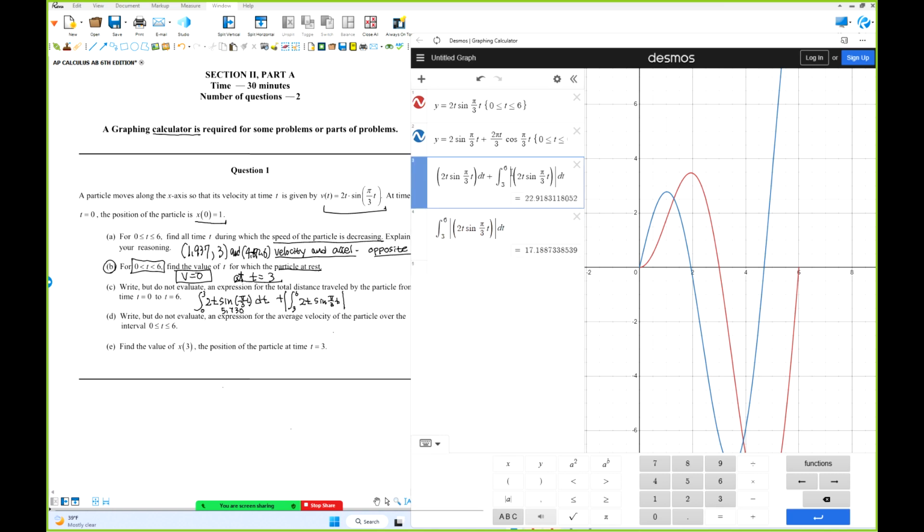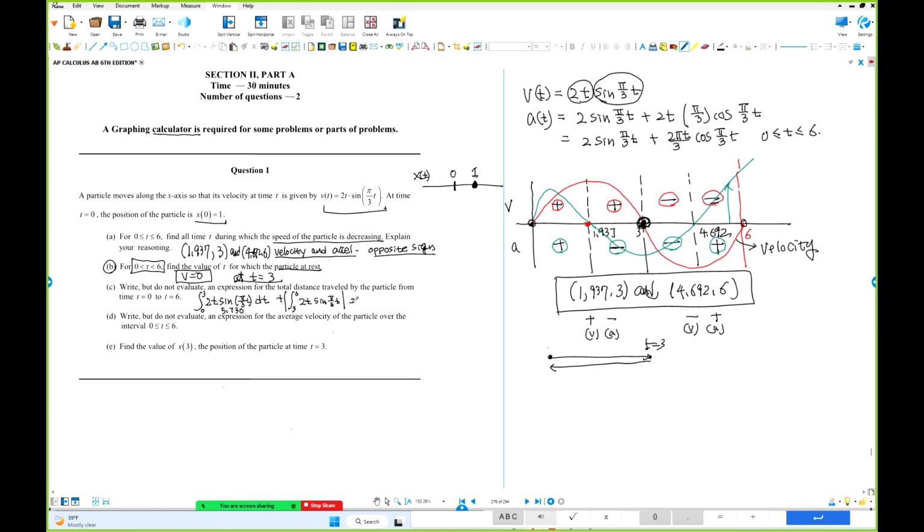Okay, same thing. This is distance moving to the right. This is distance moving to the left. Total distance is what? Travel distance. So 22.918. This is the total travel distance, okay?